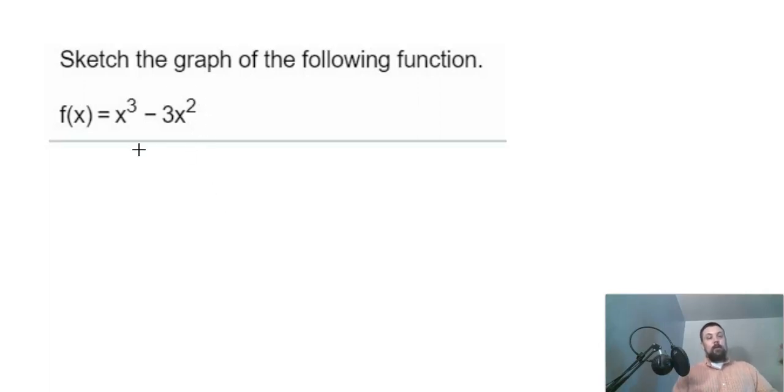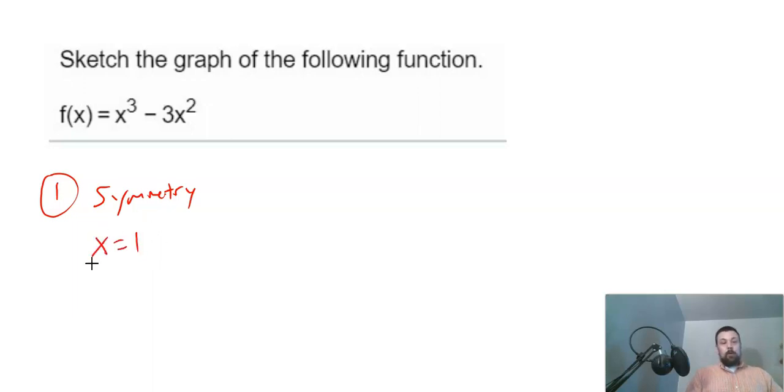All right. So what's different about this one is it's not factored. And also the degree is odd, so that's going to make a different kind of looking graph. So this is different enough from the first one, it's worth doing all the way through. 1, is there any symmetry? This time there's not. But we can test for it by choosing, let's go with 1 again.